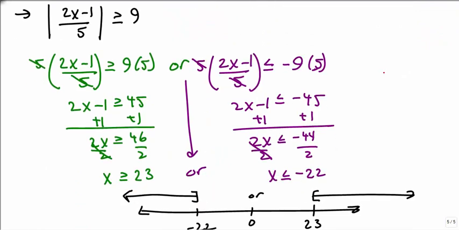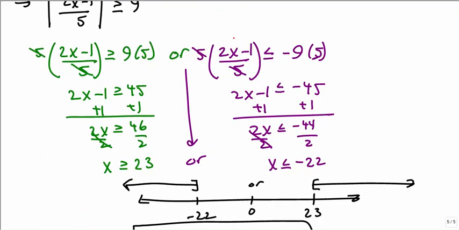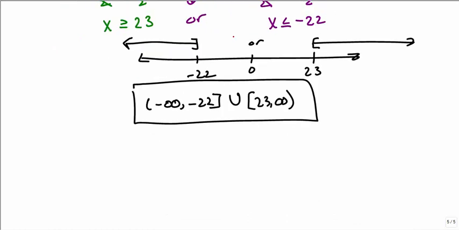So using that same idea, let's go ahead and graph the absolute value of 2x minus 1 all over 5 is greater than or equal to 9. So the absolute value of 2x minus 1 all over 5 minus 9 is greater than or equal to 0. So that means we're looking for where this graph is above the x-axis because I have the greater than or equal to 0 case.